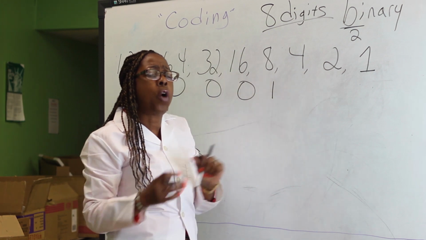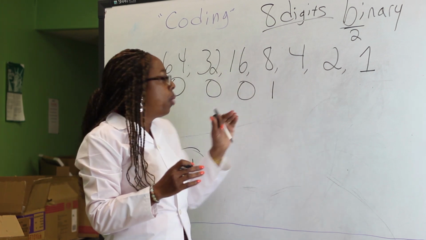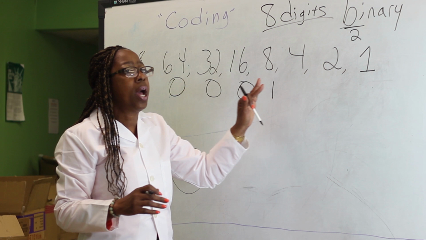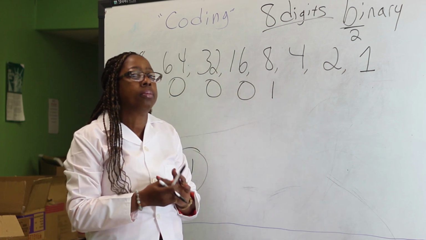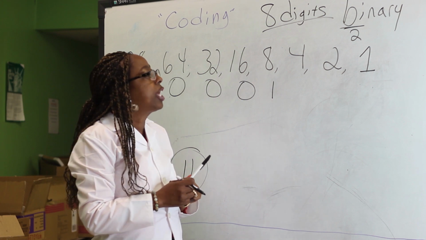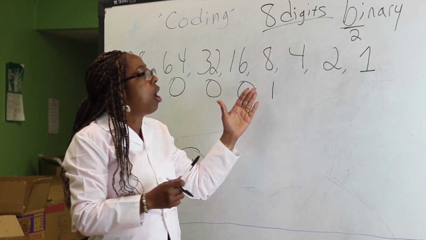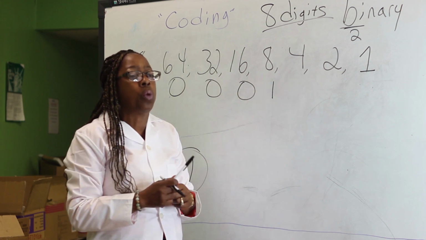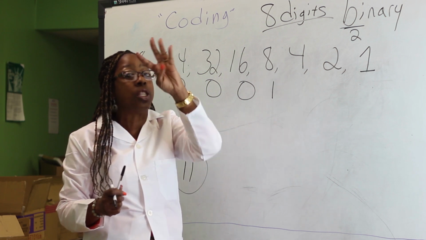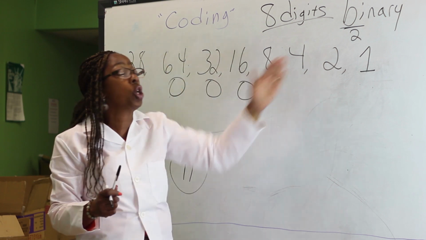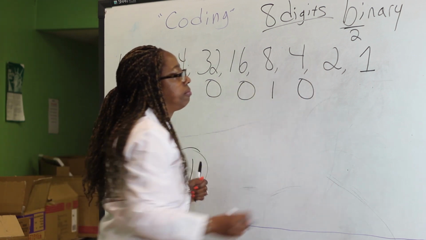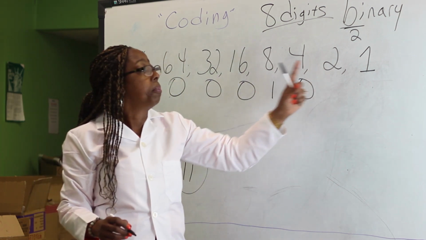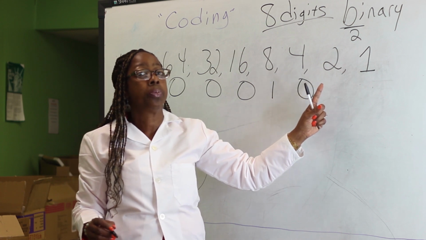What about the number 4? This is where it gets tricky. We got to get to 11. So what is 8 plus 4? Who wants to tell me what's 8 plus 4? Use your calculator, or you can count it. 8, 9, 10, 11, 12. So that's too much if we use 4, right? So we got to put a 0 there. What is 8 plus 2? Can we use the number 2?